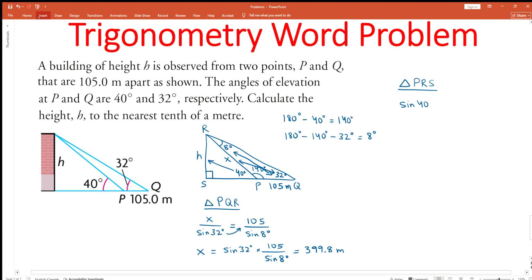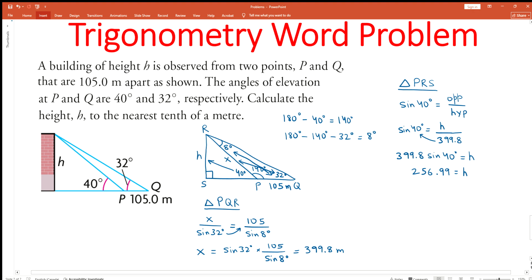Sine 40 degrees equals, the formula for sine ratio is opposite over hypotenuse. We have to find the value of h, and the length of the hypotenuse is equal to x, 399.8. We can use this equation to find the value of h. We should cross multiply 399.8 to the left side of the equation. Next, we can multiply 399.8 by sine 40 degrees. I get 256.99.